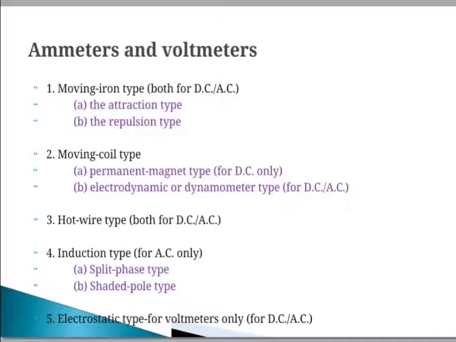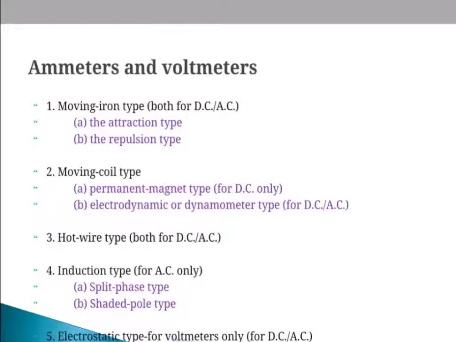Then the next one is the moving coil instrument. In that, the permanent magnet moving coil instrument is present. It is used for measuring DC quantity only, and the electrodynamometer is also used there because it can measure AC as well as DC quantity.